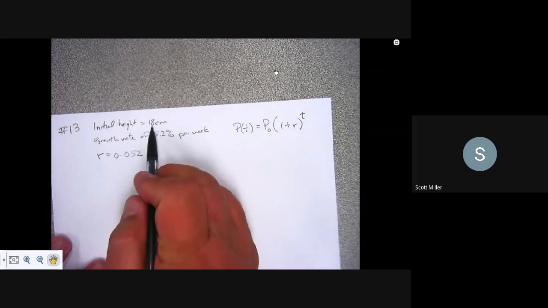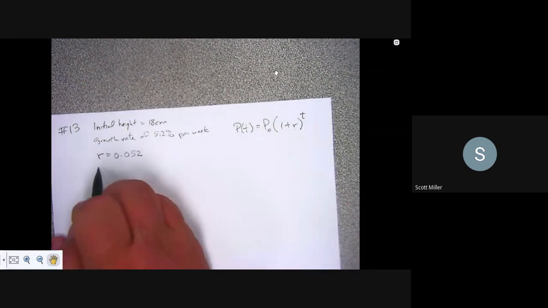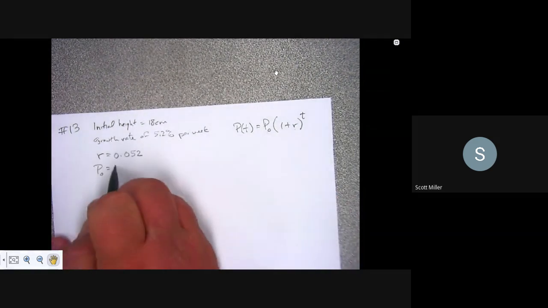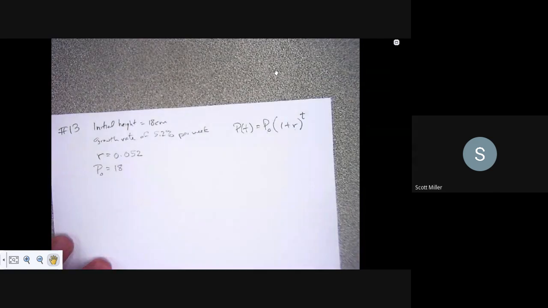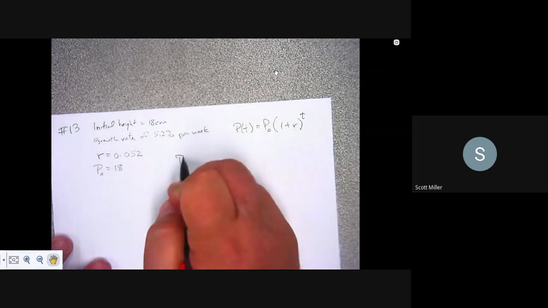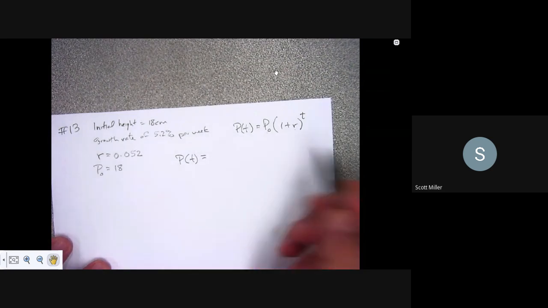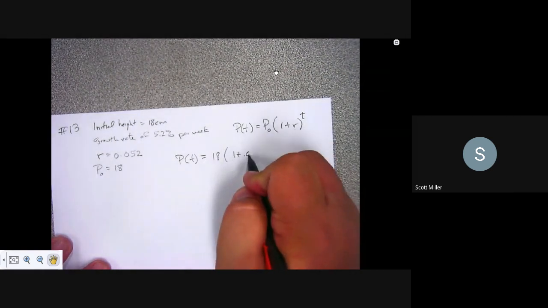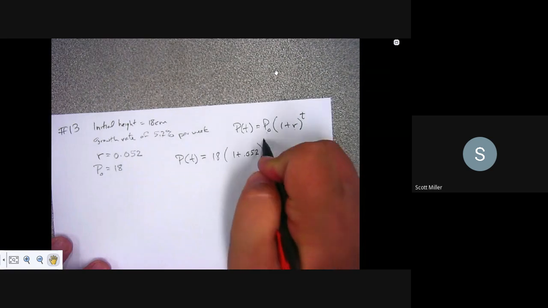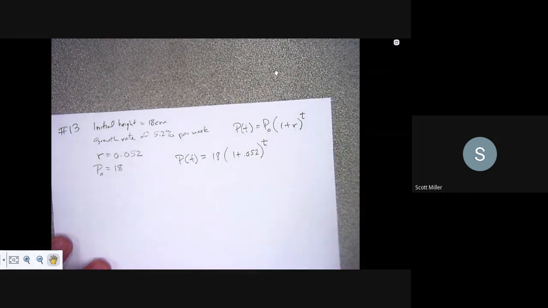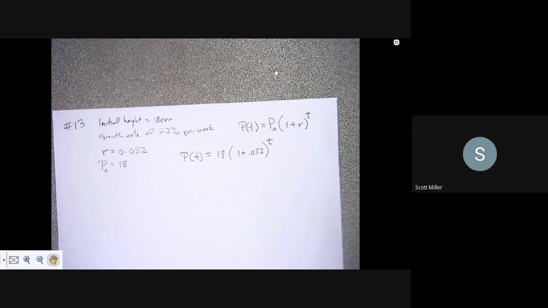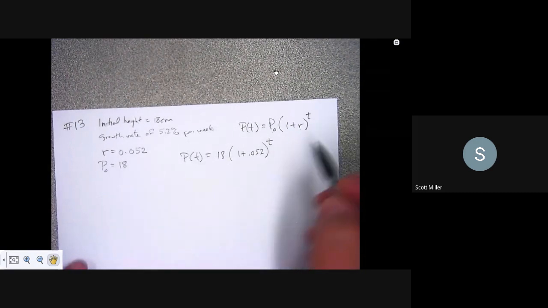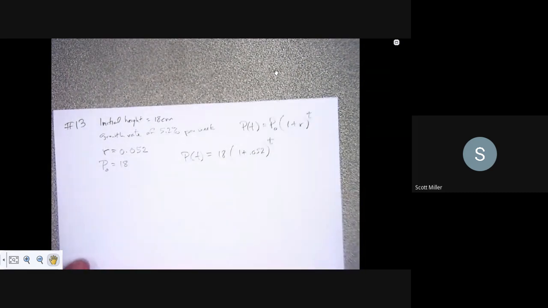The initial height is 18. That's P sub 0. The initial height is 18. And so we want to plug this information into this formula. And our function for growth is going to be 18 times (1 plus 0.052) to the t, and that is my equation right there.